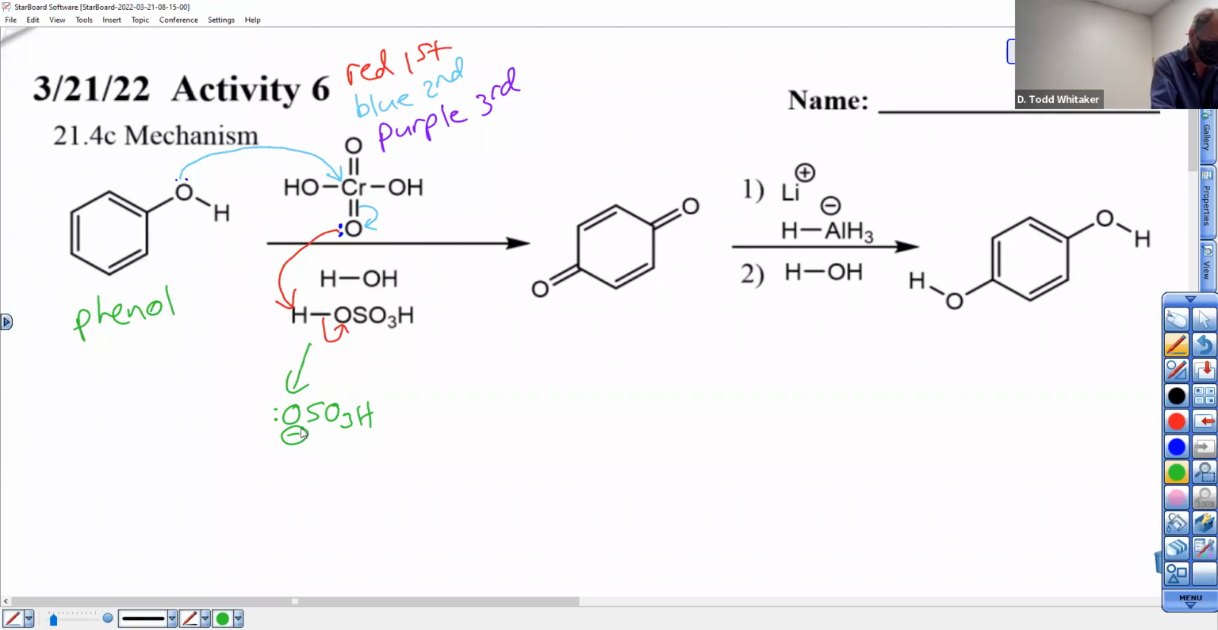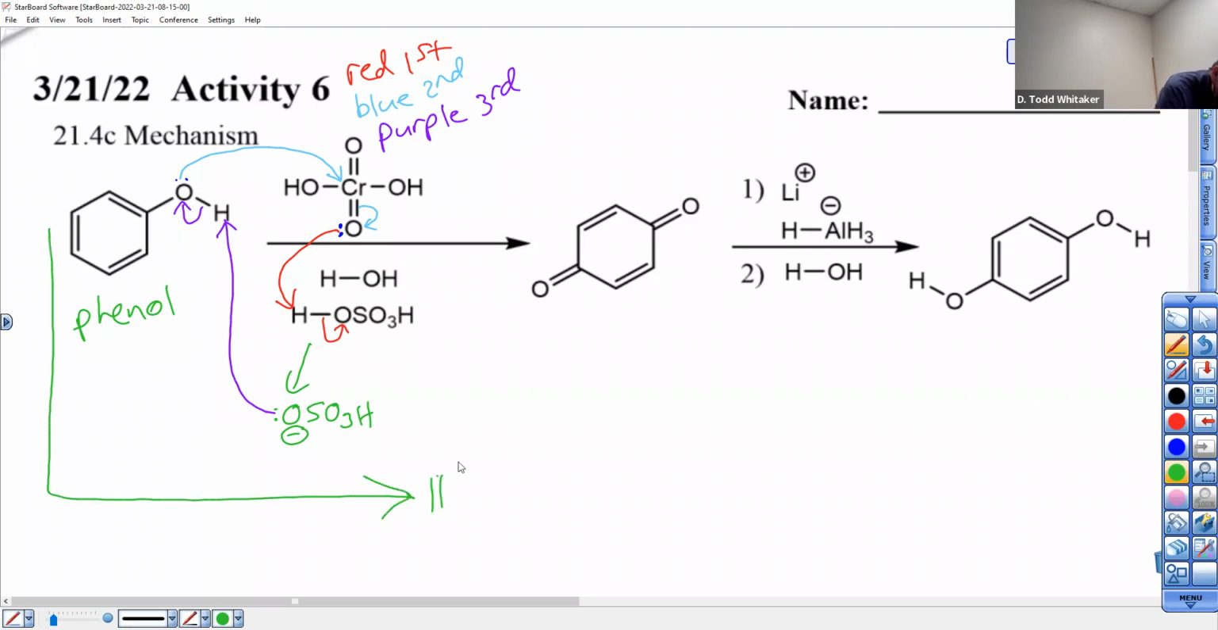The blue arrows made an oxonium. The purple arrows are going to neutralize it. And you are almost all the way to your chromate ester. You got your phenol, you've got your O, you got your chromium. It still has a double bond on top. There's an OH on the bottom, to the right, an OH underneath, and an OH to the left.